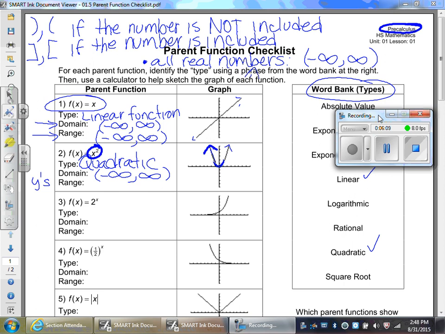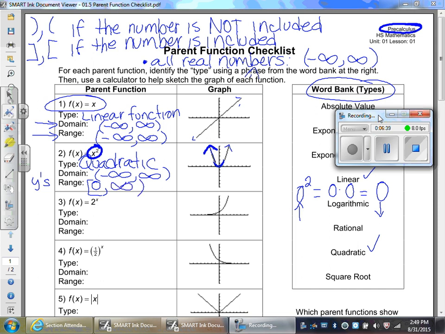Okay, yes, we should include 0 because 0 squared is the same as 0 times 0. And what is 0 times 0? 0. So if our input was 0, our output will be 0. So yes, we include 0. Because of that, we will use brackets. So from 0 to, and then the arrows denote that the y values will get larger and larger, and we will use infinity.